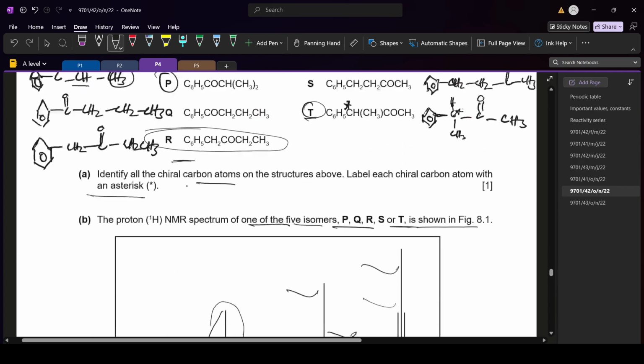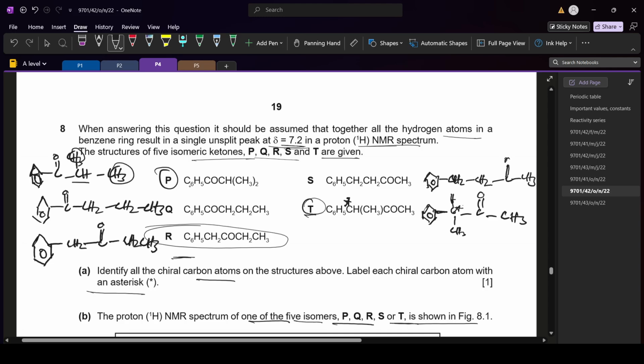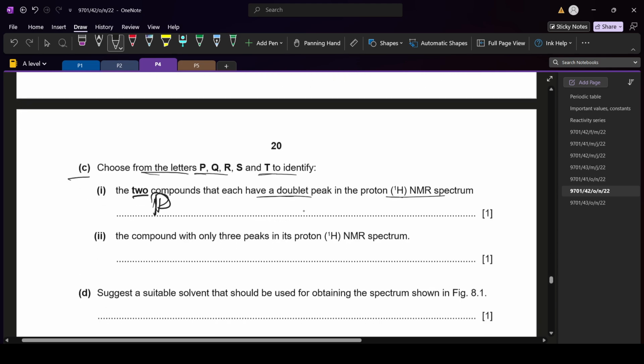Now the second compound. If you see, Q won't give a doublet, nor will R give a doublet, because there is no carbon which has a single hydrogen. But if you see this T, these hydrogens are attached to the carbon which has a single hydrogen. So this will also give a doublet. So P and T.